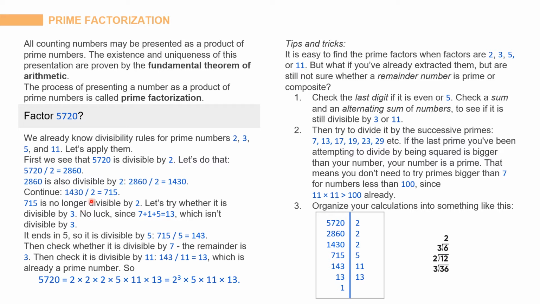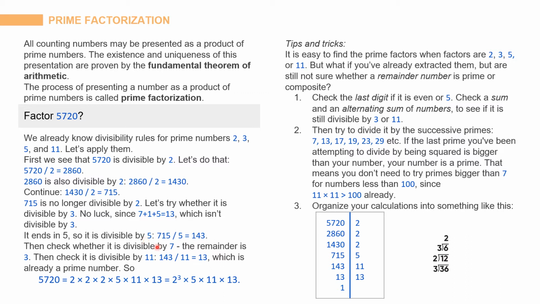Okay, it's no longer divisible by 2. It's not divisible by 3 since the digits don't add up to a multiple of 3. But it does end in 5, so that was the obvious choice. We see if we divide by 5, it's now 143. Some of you may instantly recognize this as 11 times 13.